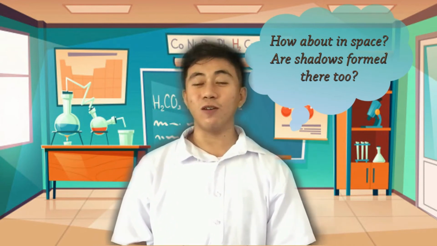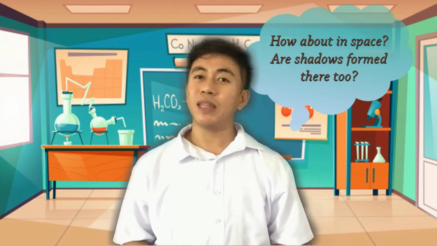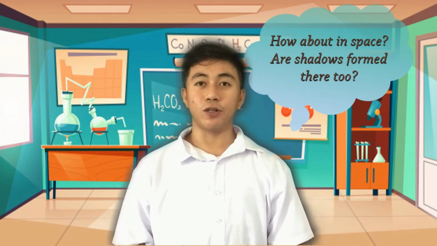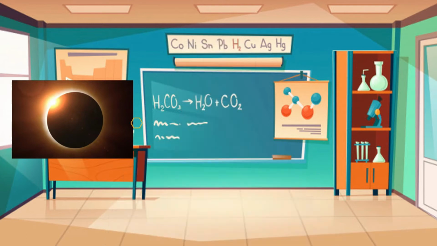Now the big question is, how about in space? Are shadows formed there too? If your answer is yes, then you are correct. Shadows can also be formed in space. But how can we tell it if we are here on Earth? Well, have you seen an eclipse? That is a phenomenon when shadows are formed on astronomical objects, wherein a darkening effect is observed. And today, let us explore the wonders and the science behind eclipse.